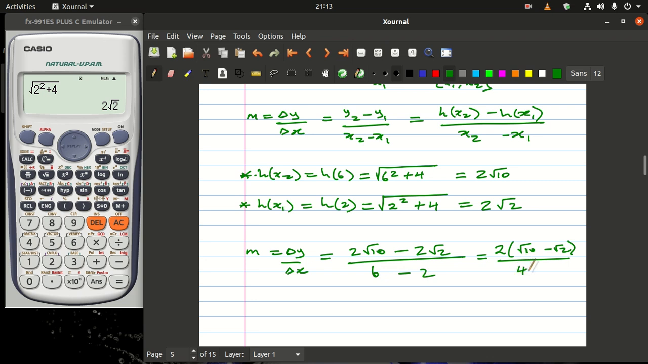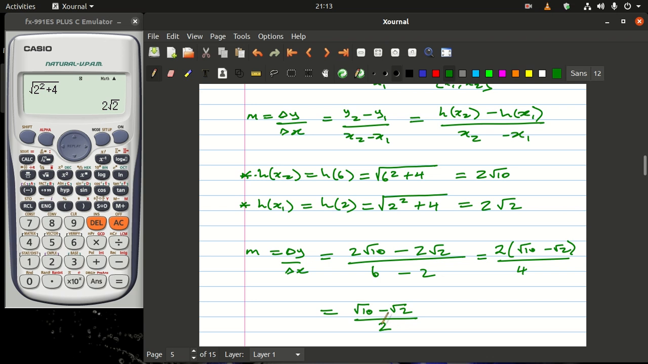4 is the same as 2 times 2. So if you work your magic around this, you will find out that how many 2's out of 2 is 1, so this one is gone. 2 out of 4, we have 2 of them, so we end up having square root of 10 minus square root of 2 all over a 2. There's nothing that can be done here.